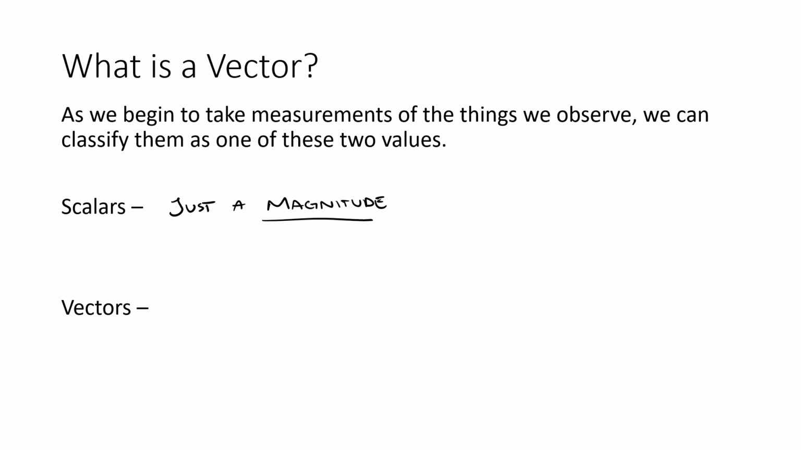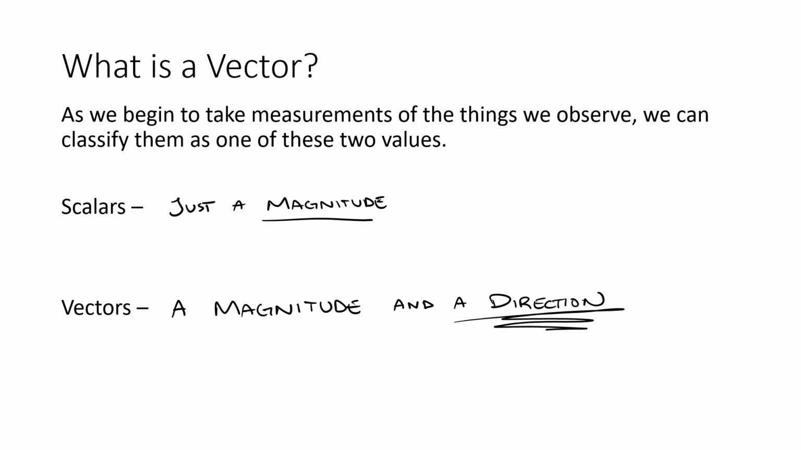Well, a vector is a magnitude and a direction. So a vector has a magnitude and a direction. It will have a size and it will have a unit, but equally important is the direction. So the direction is as valuable as saying how much there is.